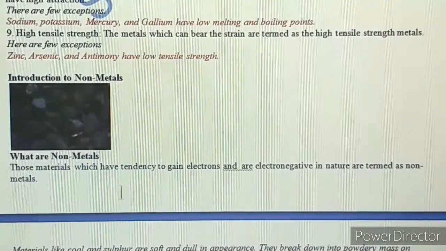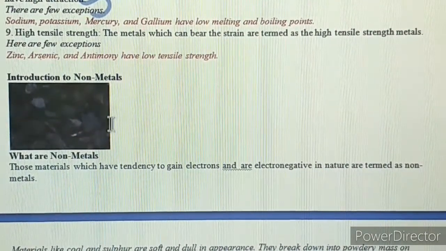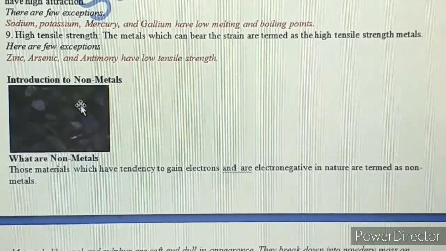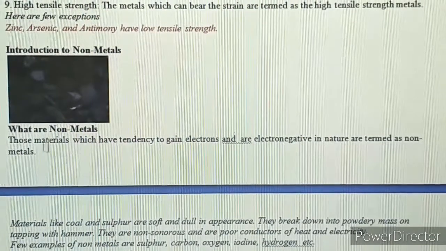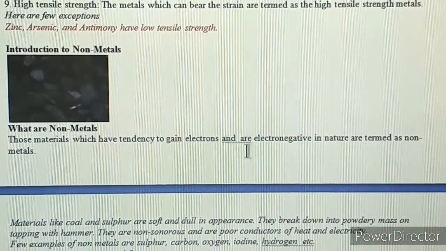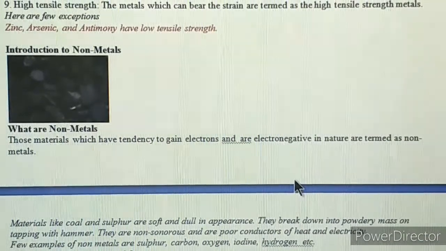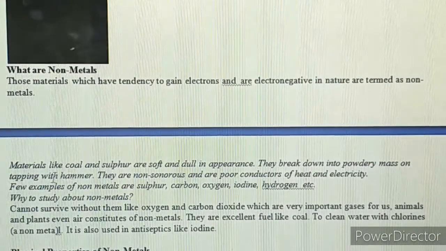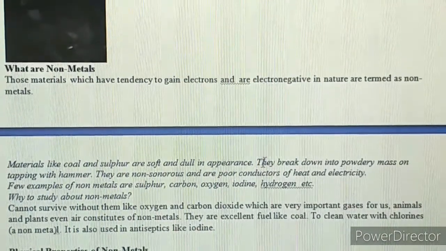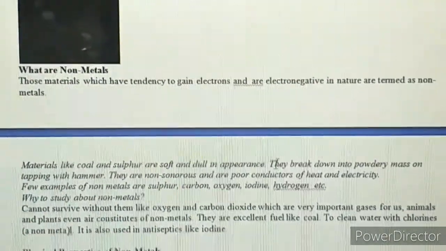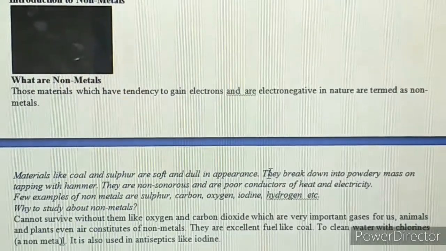Now, introduction to non-metals. See, this is the picture of coal, children. You have seen coal. Coal is made up of carbon, and carbon is a non-metal. Now what are non-metals? Elements that have a tendency to gain electrons and are electronegative in nature are termed as non-metals. Materials like coal, sulfur are soft and dull in appearance. They are always dull in appearance, children. They are not shiny, just opposite of metals.